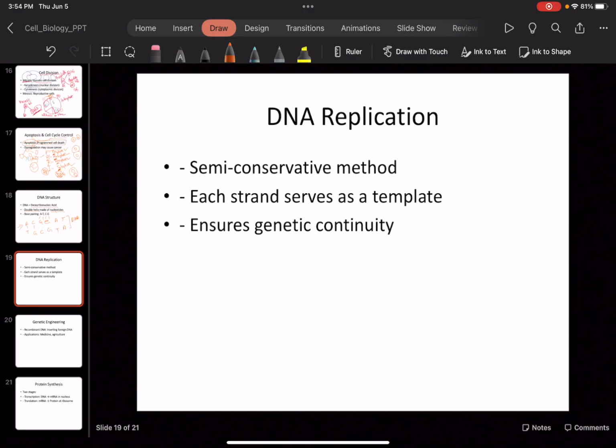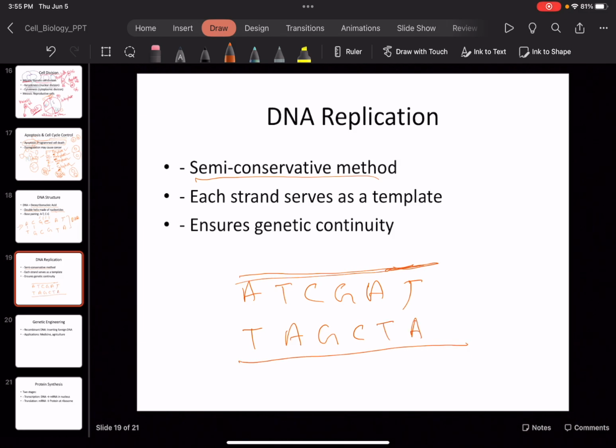DNA replication, I mentioned, is making a copy of the DNA. It is a semi-conservative method. So if you use A, T, C, G, A, T, the other strand is going to be T, A, G, C, T, A. One of them is going to be used for making the copy, and the new strand is going to look exactly like that. That's the way they make new copies. Each strand serves as a template, ensuring genetic continuity. You don't want something else. You want a copy of the same thing.